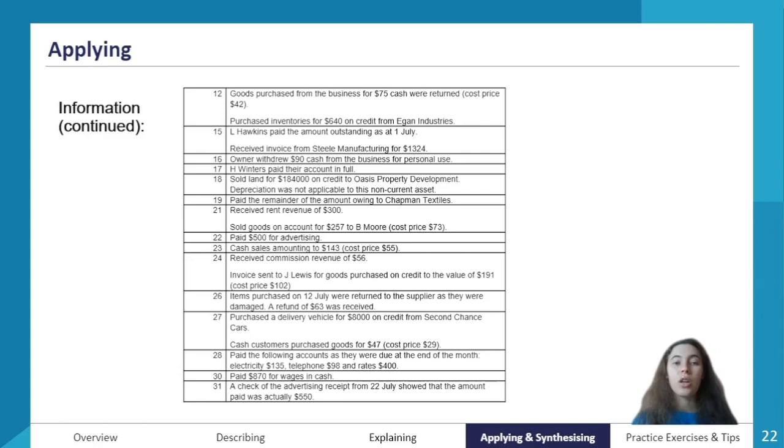The second section of this information has a whole bunch of different things here, like the owner is withdrawing cash. We've got people returning goods. We've got paying the remainder of our accounts payables. And we've also got, on the 31st, you can see that a mistake was made, and so it's telling us that we need to adjust for that as well.